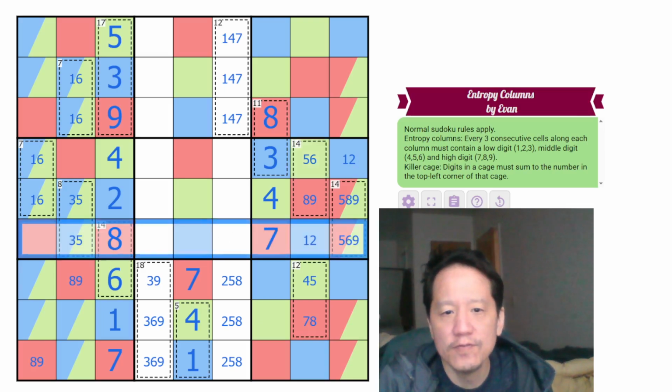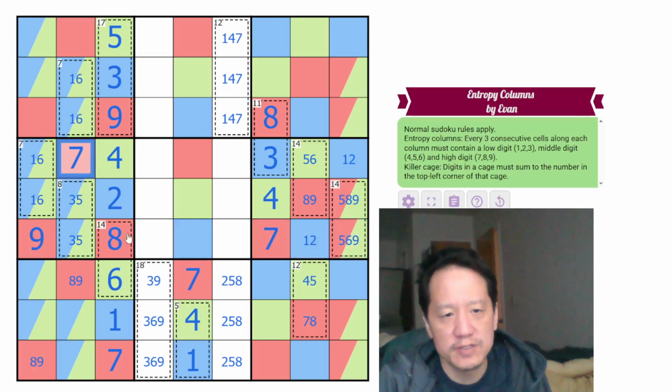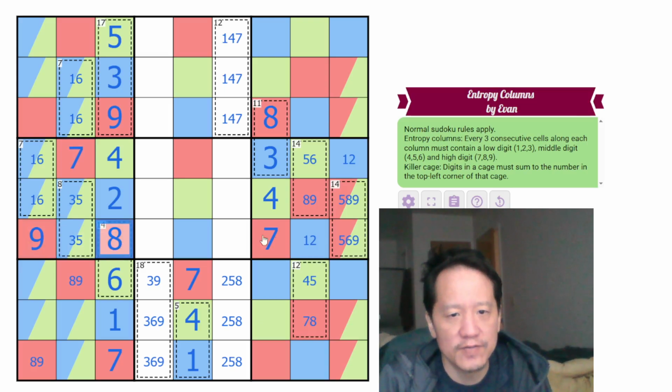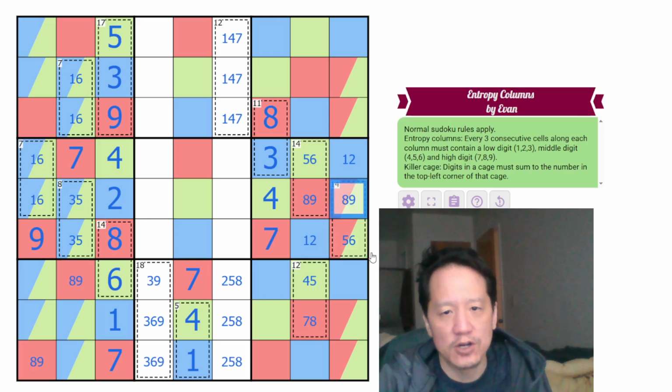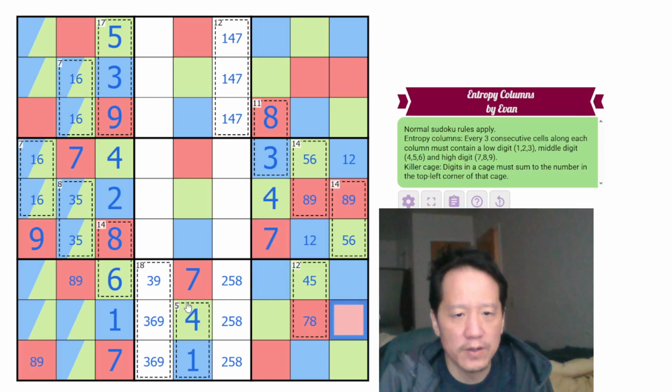We have 3 highs already in row 6, which means this has to be a 9, and this has to be 7, because those are the only highs left. Well, this can no longer be 9, and this can no longer be 5, so this cannot be a high, which makes that a middle. This can't be a middle, which makes that a high. So similarly, this has to be a high, and this has to be a middle. This has to be a middle, and this has to be a high. This is a middle.